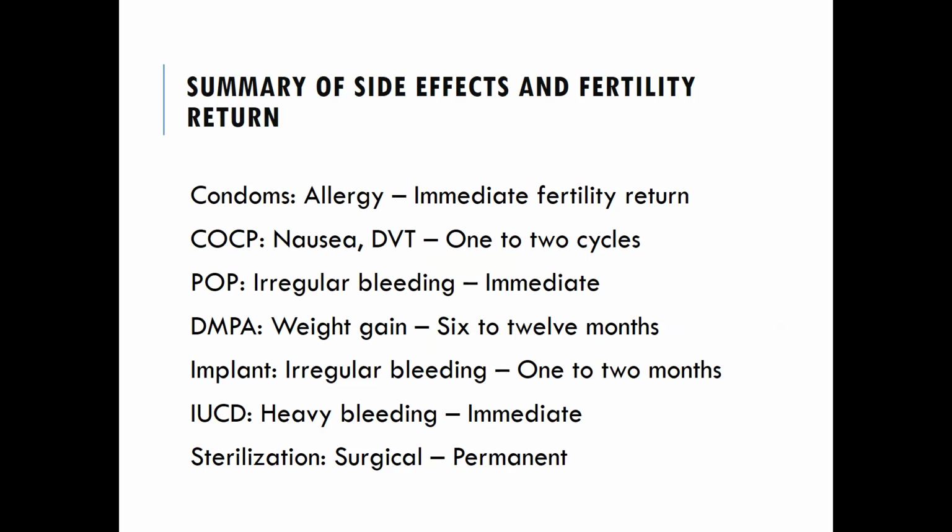In case of the injectables like medroxyprogesterone acetate, weight gain can occur, but the fertility is delayed 6 to 12 months. Implant can cause irregular bleeding, and the fertility returns after 1 to 2 months. IUCDs can cause heavy bleeding, but the fertility returns immediately. And sterilization is a surgical procedure which is permanent.